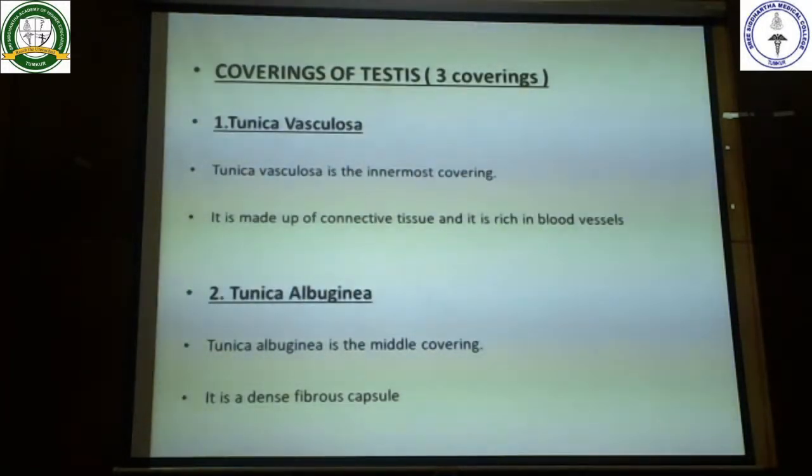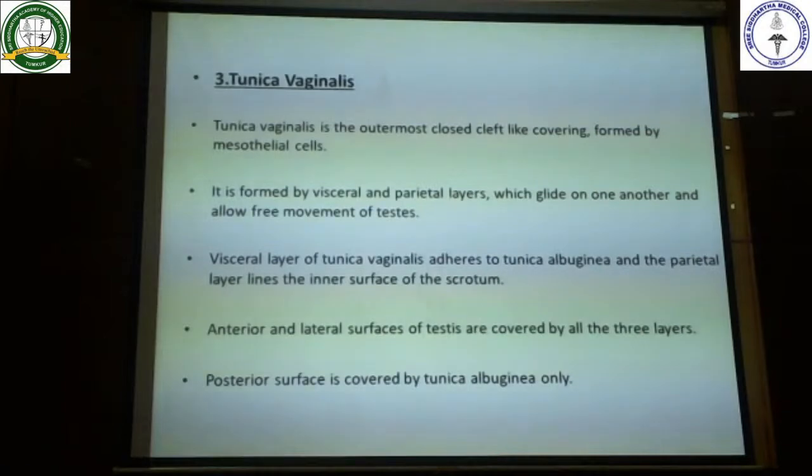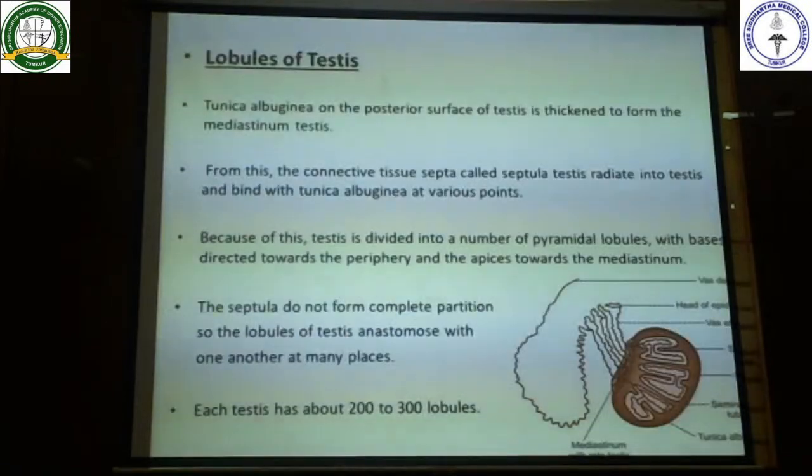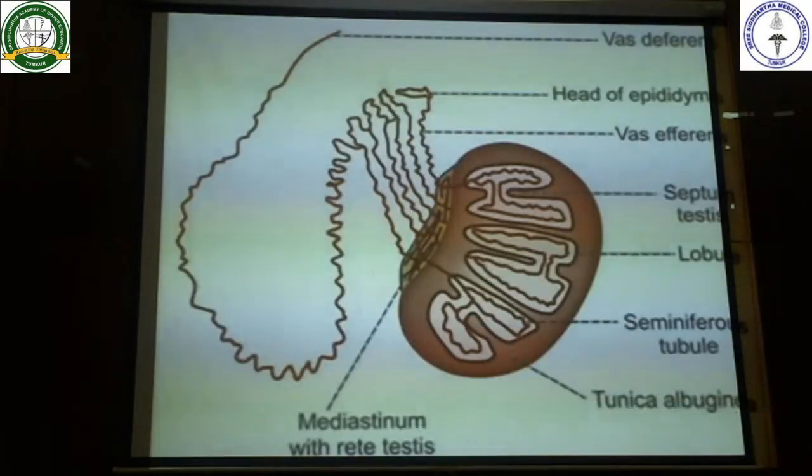And you have seen that there are three layers or three coverings of the testis. We have tunica vasculosa, the innermost vascular layer, the middle layer is tunica albuginea, and the outermost layer is tunica vaginalis, which again has two layers, outer parietal and inner visceral layer. Then we have seen in detail about the lobules of the testis. The lobules of testis get formed because of the septula testis. The base is directed towards the periphery and the apex of the lobule is directed towards the mediastinum.